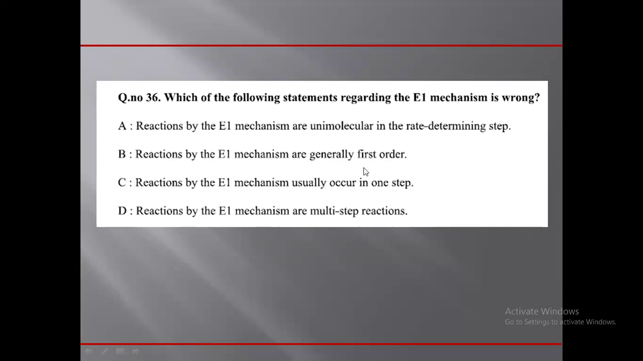Why is it wrong? The reason is that E1 elimination occurs in two steps. The first step is formation of a carbocation, then a proton is eliminated. But in this option it says the E1 mechanism usually occurs in one step. So statement C is the wrong one.